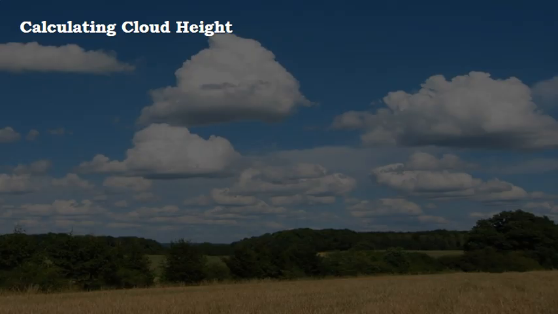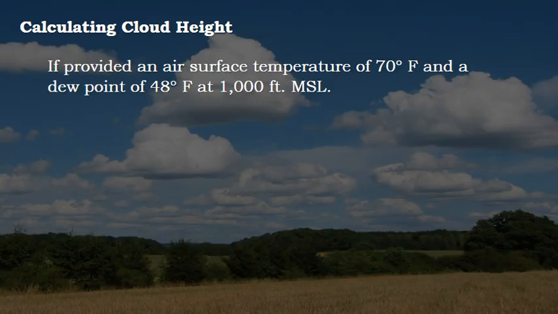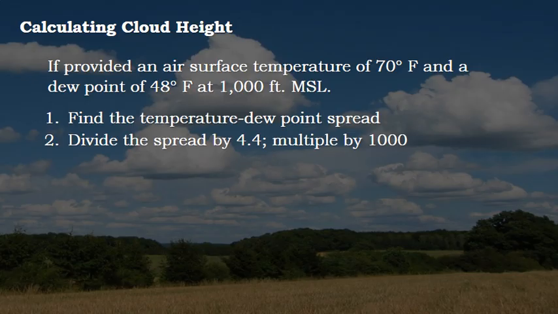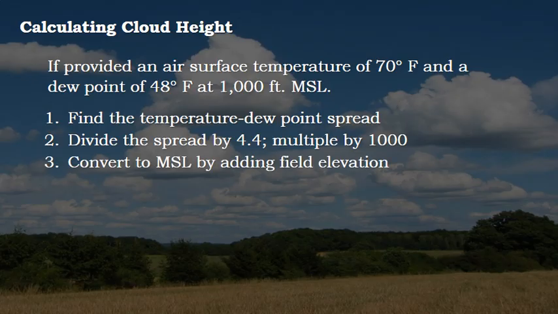One thing that may be asked during the Part 107 exam is height of clouds based on relevant information. You will be given information such as an air surface temperature of 70 degrees and a dew point of 48 degrees at a field elevation of 1,000 feet MSL. To calculate cloud height, first find the spread between the temperature and the dew point. Next divide the spread by a constant of 4.4 and multiply by 1,000. And lastly convert to MSL by adding the field elevation.